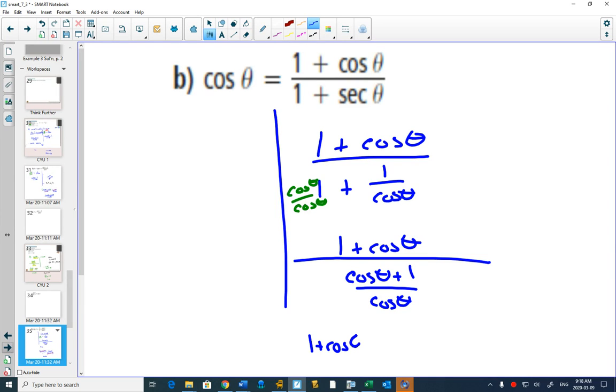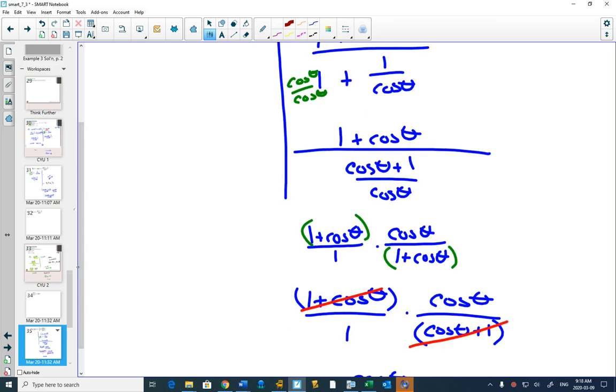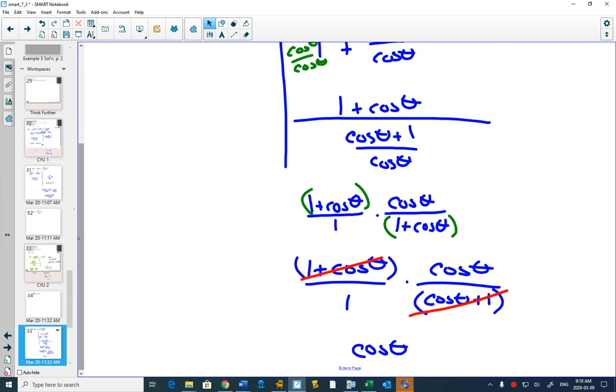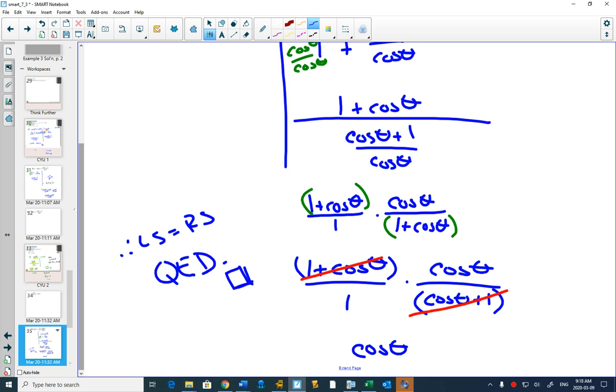On the top, I have 1 plus cos theta. I can write over 1 if I'd like. On the bottom, when I multiply by the reciprocal, this one's going to get grouped together because of that plus sign. Do we have any factors that are identical? Yes. Oh, look at that. It's already done for me. My 1 plus cos thetas would cancel out, and I just get cos of theta. And we're done.